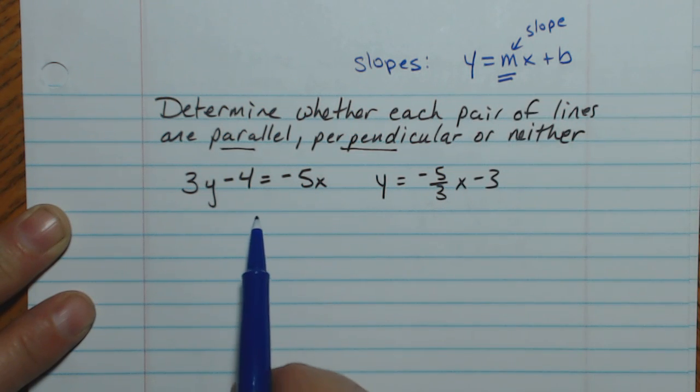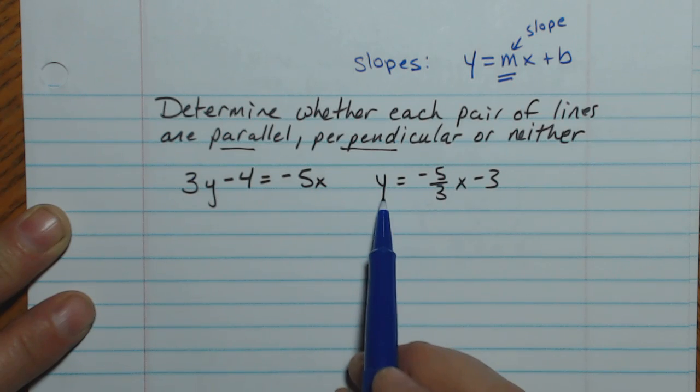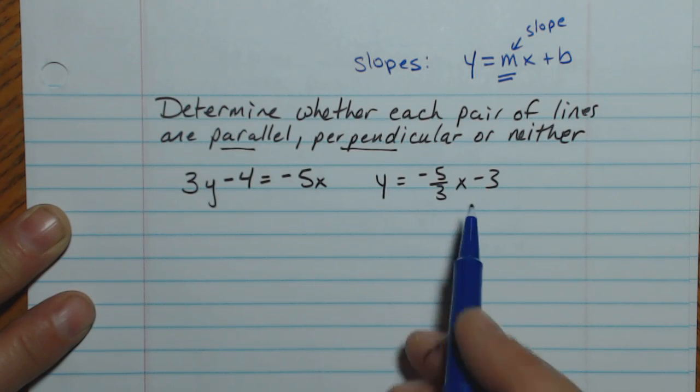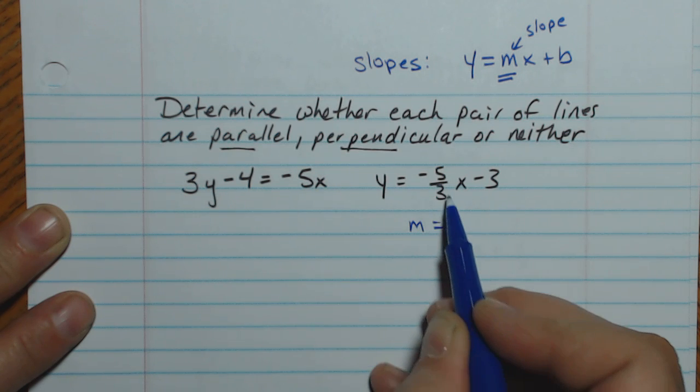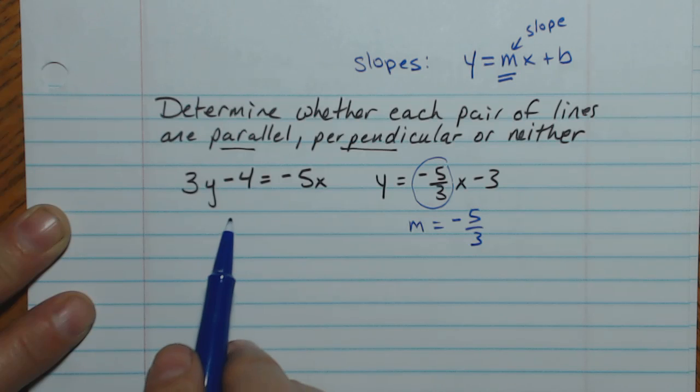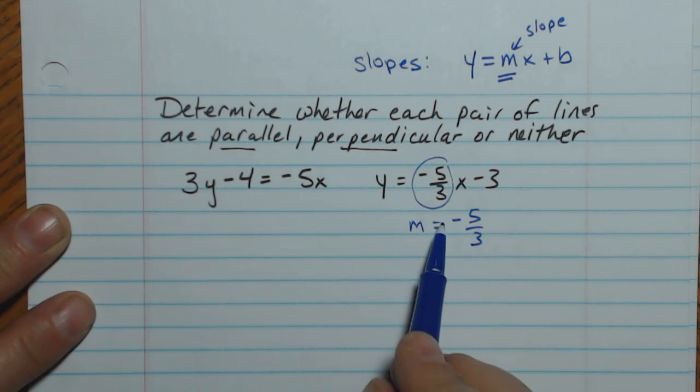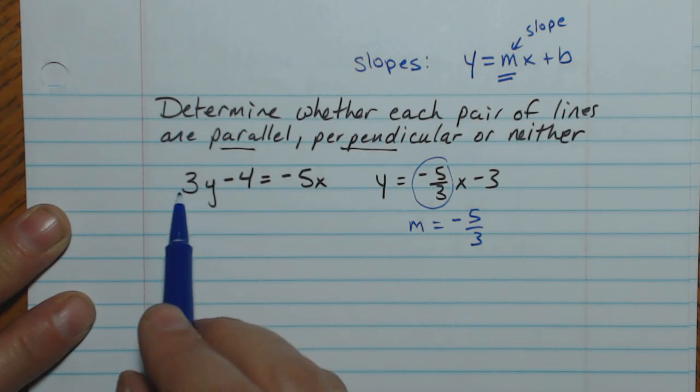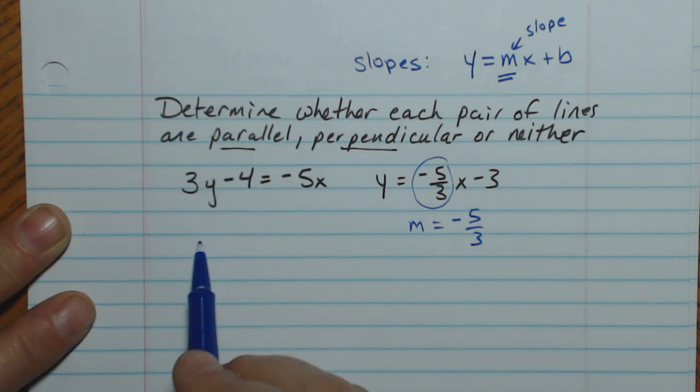So I come down to my first set of equations. One is already in the form y equals mx plus b, so I know its slope is negative 5/3. My other equation is not in the form y equals mx plus b, so I'm going to go ahead and solve for y so I can put it in that form.